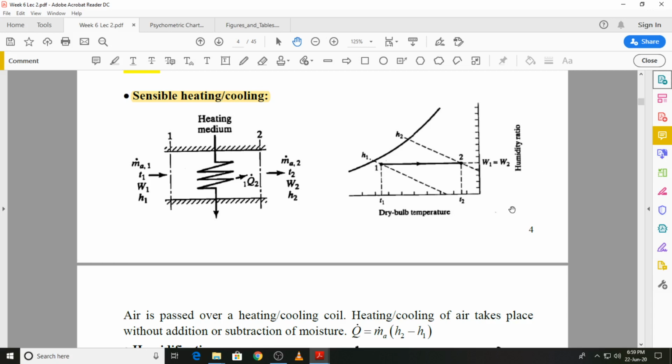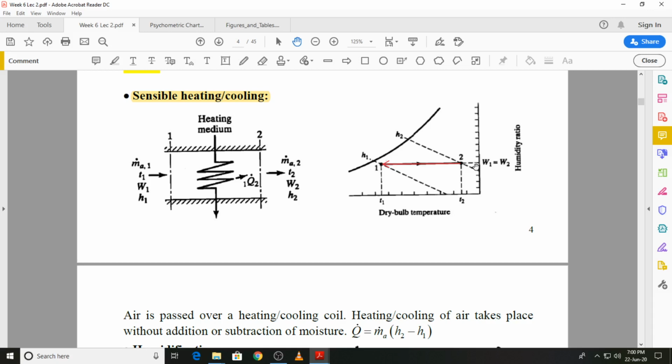As you can see, if you are starting with state 1 and the air is being sensibly heated, then its dry bulb temperature will increase to that shown at state 2. If you are going through a sensible cooling process, the direction will be the other way around. You will be moving from a higher dry bulb temperature to a lower dry bulb temperature, but the humidity ratio will remain unchanged.